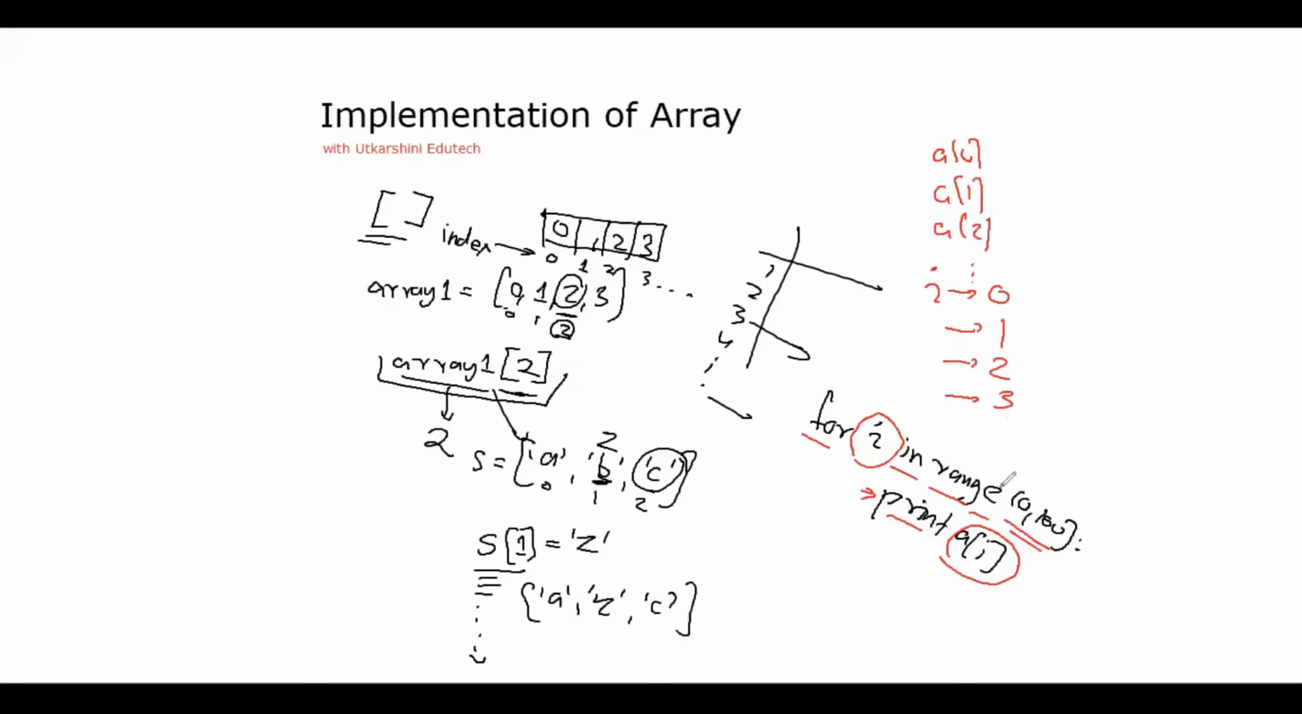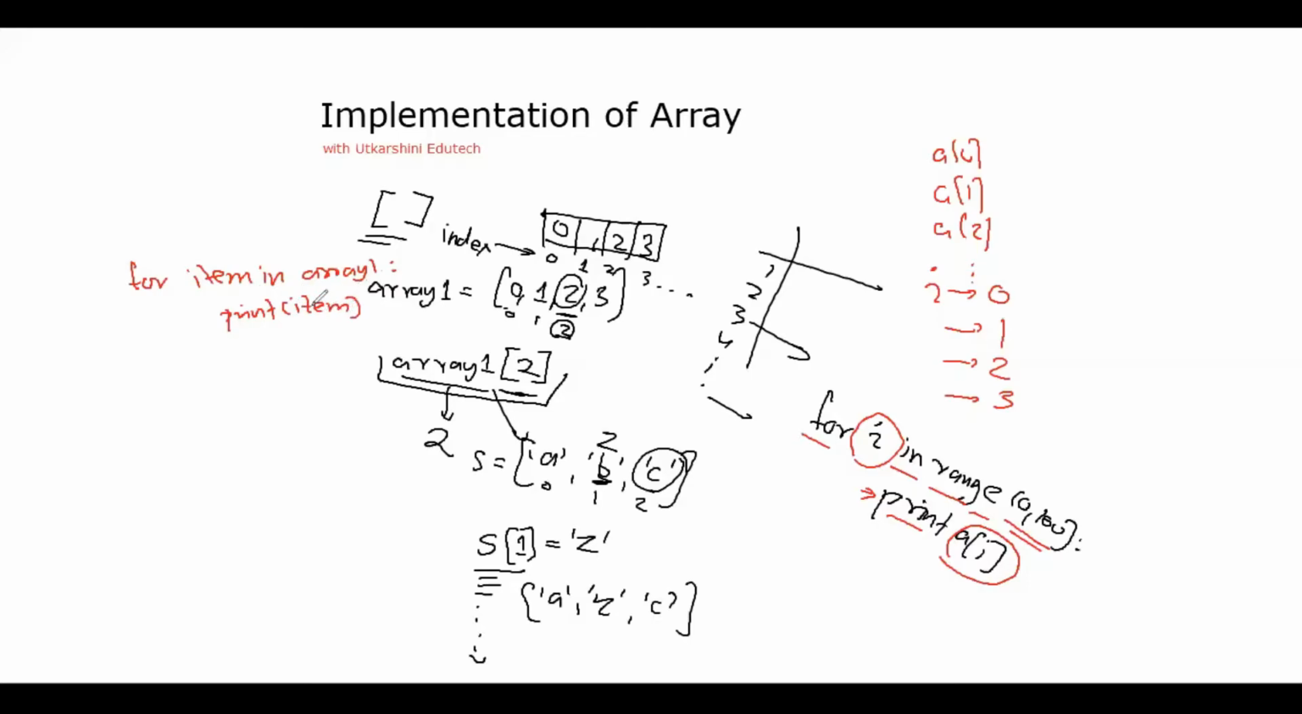Now, other than this particular range, since a list is an item on which we commonly iterate, Python has another feature for that as well. Here you write for item in, let's say this is array1, so array1, and the same colon which you used for functions, print item.